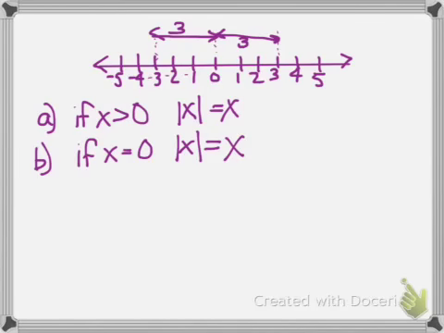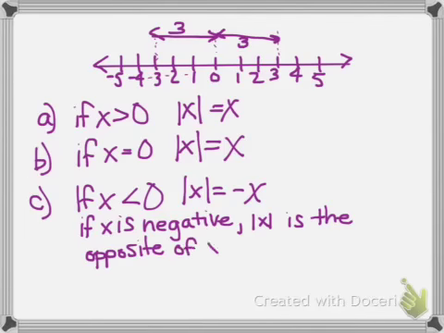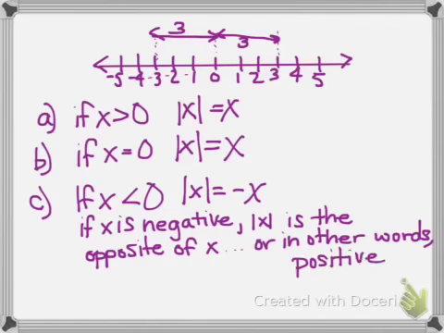If x is equal to 0, then the absolute value of x is equal to x. So if x is 0, the absolute value of 0 is 0. And if x is less than 0, the absolute value of x is negative x. So for example, if x is negative, the absolute value of x is the opposite of x. So if it's negative, the opposite of that is going to be positive. If you have the absolute value of negative 15, x is negative 15, we want to do the opposite of negative 15, which is positive 15.